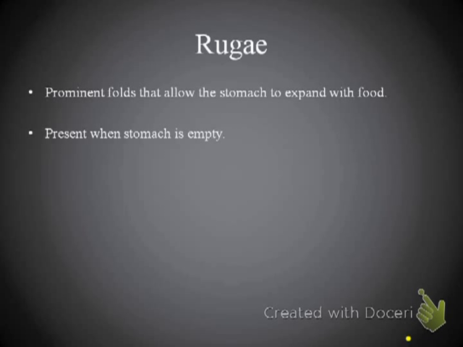Also, we have rugae that are present in the stomach, and they're prominent folds that allow the stomach to expand with food. Typically when the stomach is expanded with food, you don't really see rugae, but when the stomach is empty, that's when you see them because they're prominent. When the stomach gets stretched out, everything looks like one smooth organ. When the stomach's not expanded, everything kind of collapses.